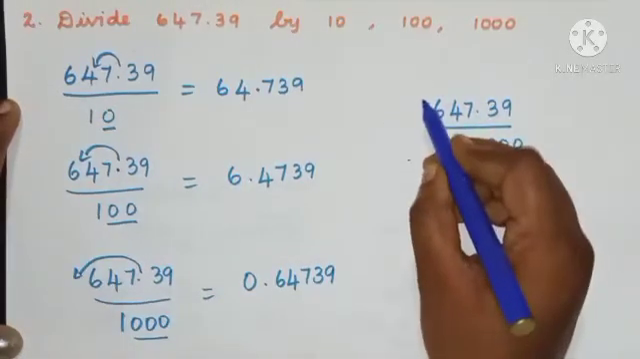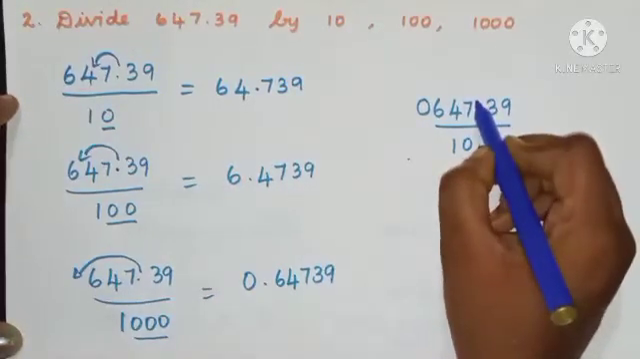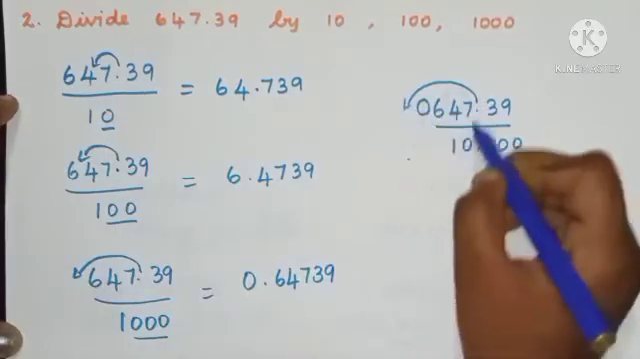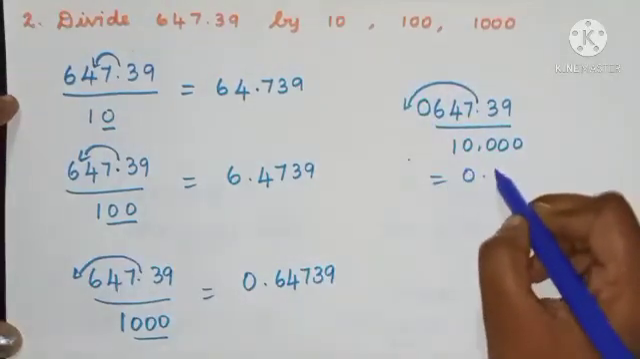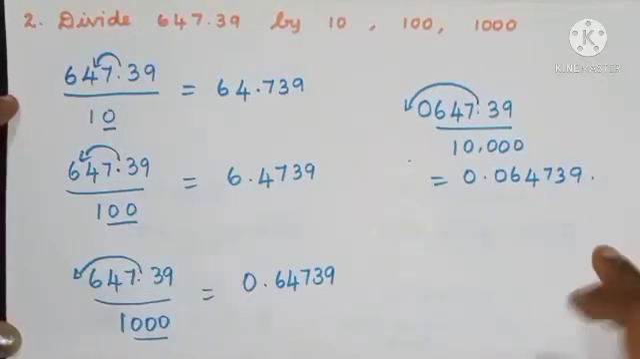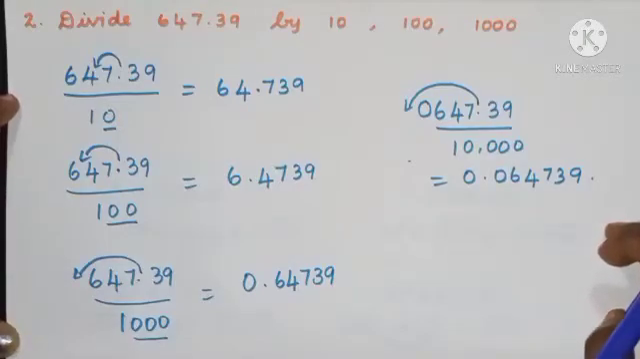Okay, so you have to add here. So you have to move how many places? 4 places towards left. So your answer will be 0.064739. Like this you have to divide the decimal number by 10, 100, 1000 and 10,000.